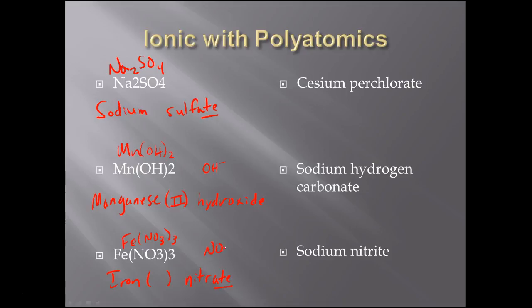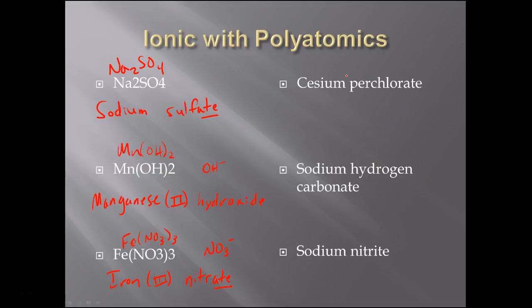If it was NO2, then it would be nitrite, but it's NO3. And the NO3 ion carries a negative charge, which means if we have 3 of them, this has to be iron 3 positive to cancel out our 3 negatives for each nitrate. All right, now let's go the other way, with our names to our formulas.